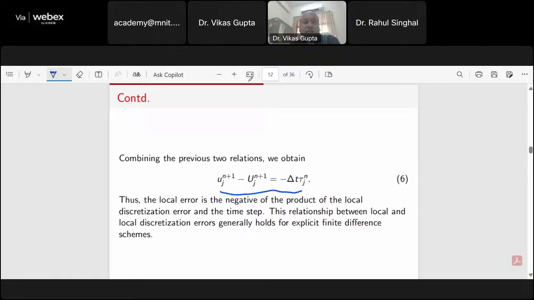So is the derivation of this local error clear to you? Ankita, Brinda, is there any doubt? So the definition of local error and local discretization error is clear. Okay.